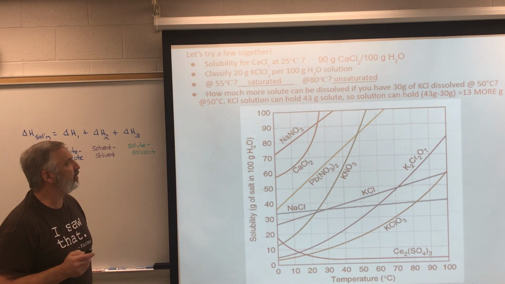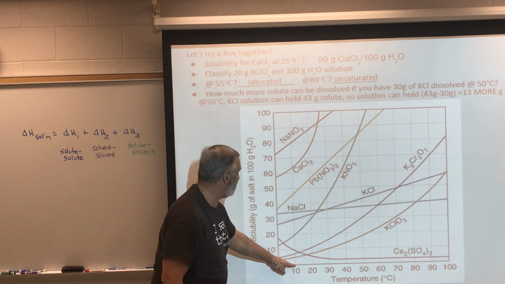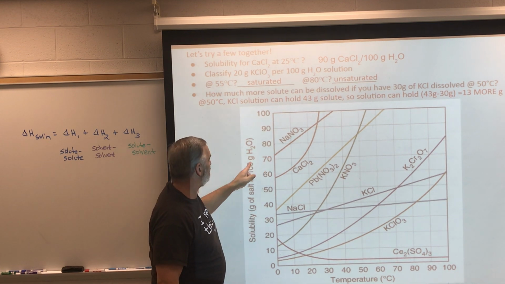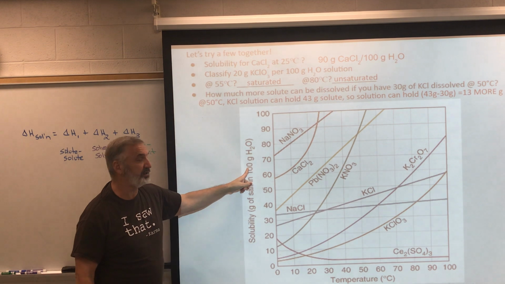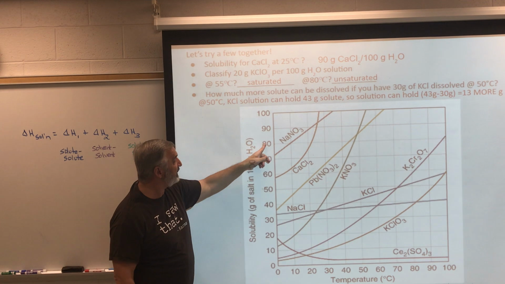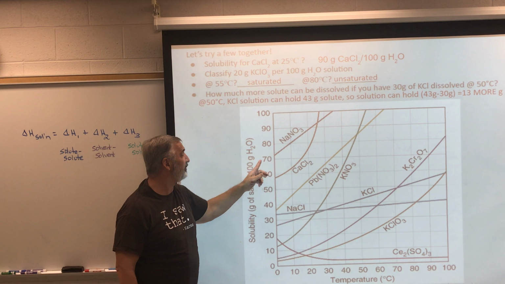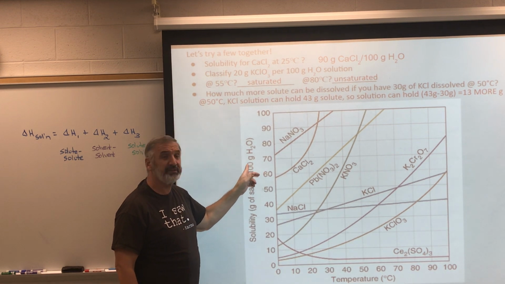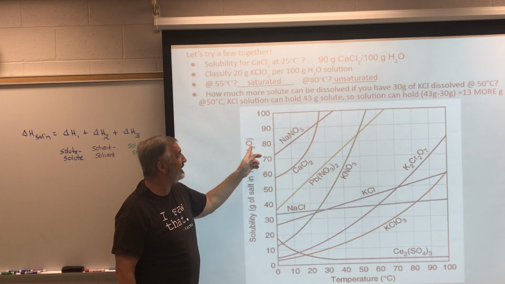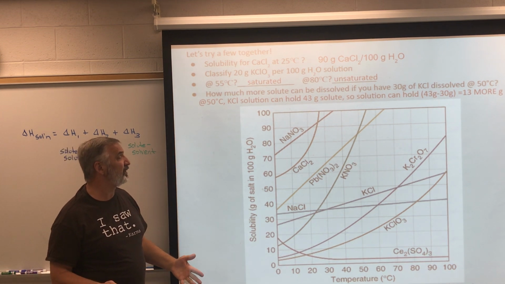Pretty straightforward. Now here's a question for you. This is per 100 grams, but it's a ratio. So if I know that at 10 degrees, 80 grams of NaNO3 will dissolve in 100 grams of water, then if I have 200 grams of water, I can put 160 grams in. If I only have 50 grams of water, I'm only going to be able to put 40 grams in. So it's always going to be a ratio. This tells me how many grams per 100 grams, but we can multiply by how many grams we have, set up a proportion, and get that value. So we should be able to do that as well.